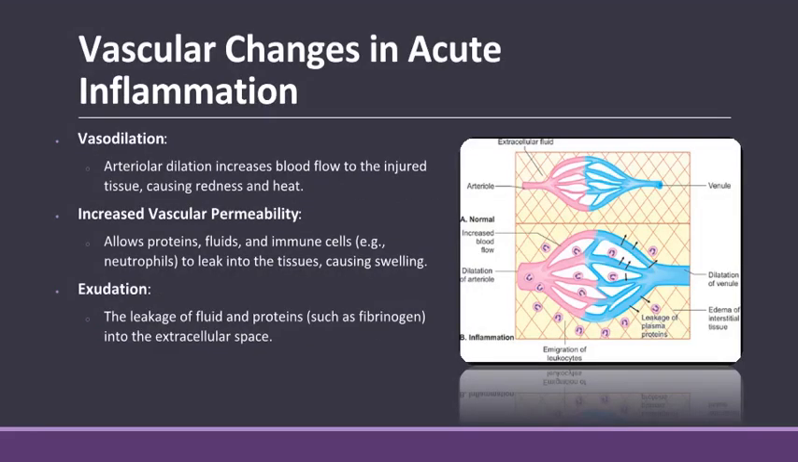Vascular changes are critical in acute inflammation. First, arteriolar vasodilation increases blood flow, which explains the redness and warmth. Then, increased vascular permeability allows immune cells and plasma proteins to move into tissues, causing swelling. This leakage, or exudation, delivers essential components for defense and repair. The accompanying diagram illustrates these processes. Note the dilated blood vessels, fluid leakage, and movement of immune cells.